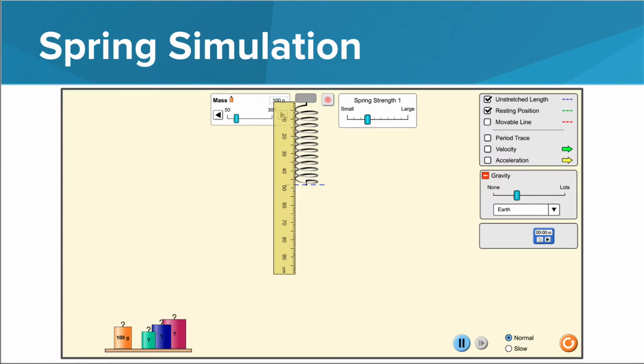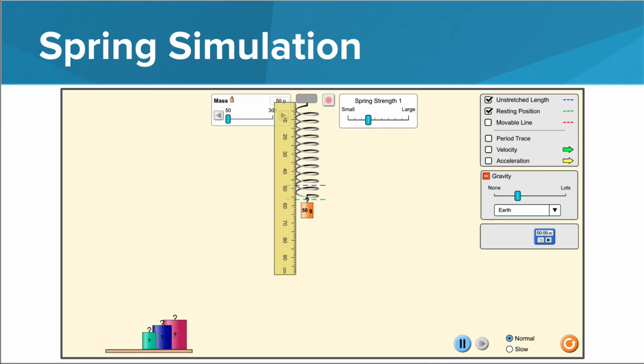Let's take a look again at this spring simulation. We want to know what properties affect how long the spring will stretch when I hang a weight on it. I've set the spring strength to 1/3 and gravity to mimic Earth's gravity. Let's add a 50 gram weight to the spring. And now measure how far the spring stretches. Looks like it's sitting just beyond the 56 mark, which is 8 marks beneath where it started.